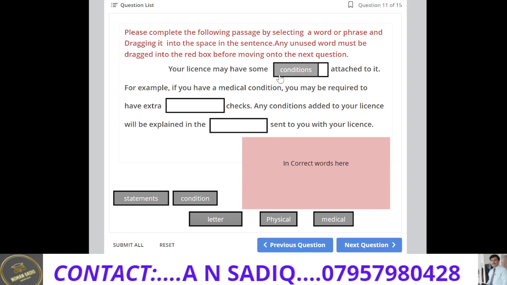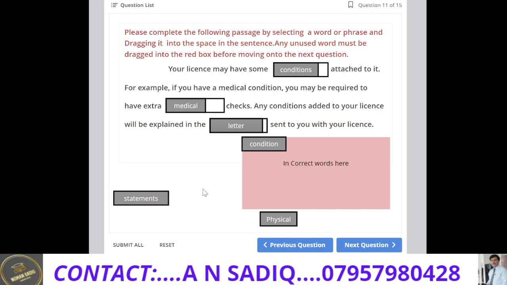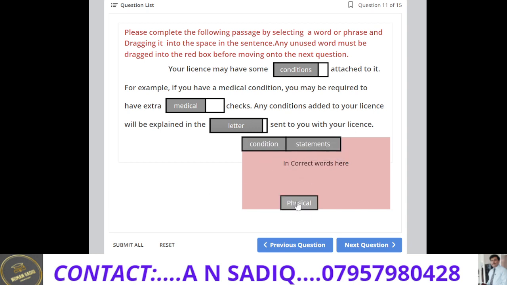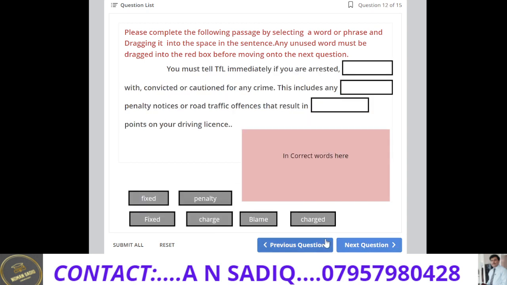Also, please be careful whether it is starting with a capital letter or a small letter. So, attached to it. For example, if you have a medical condition, you may be required to have extra... Here it is physical checks or medical checks. So it should be medical checks. Any conditions added to your license will be explained in the thing sent to you. Which thing should be sent to you? It's a letter. A letter sent to you with your license. I will put conditions here, statements here, physical here. Then go to the next question.